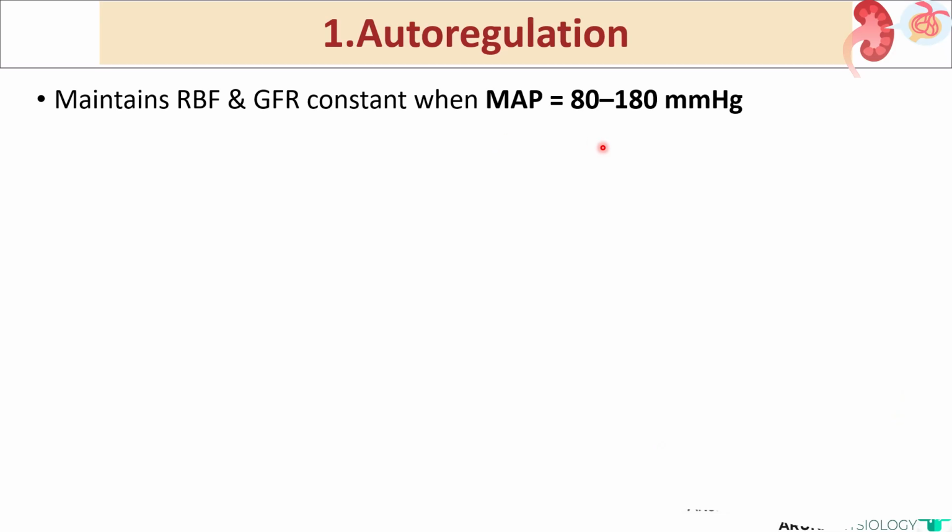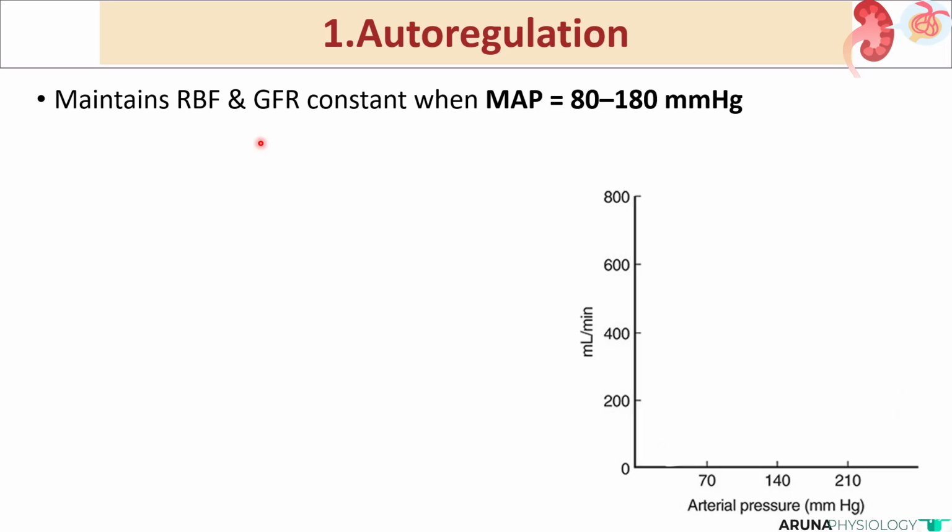Even if our blood pressure is within the range of 80 to 180, during that time the renal blood flow and the GFR will remain constant. To understand that, I'll draw a graph with the arterial pressure on the x-axis and the rate on the y-axis in milliliters per minute. See, this is our arterial pressure between 80 and 180. In this range, you can see that the renal blood flow is almost constant.